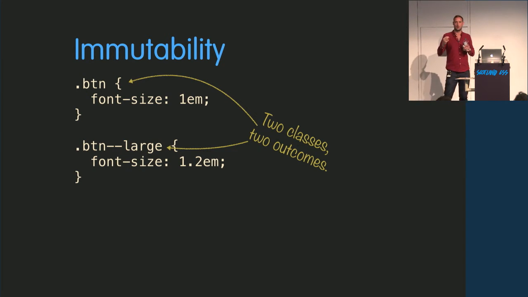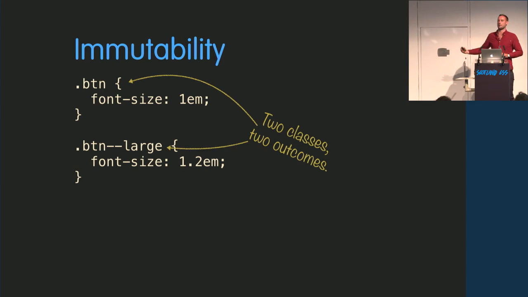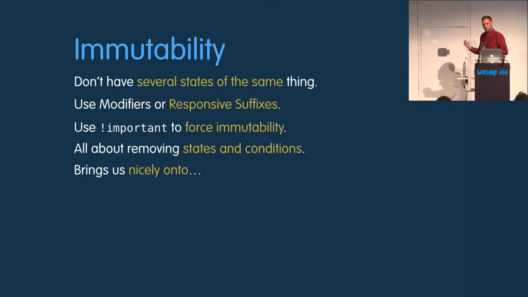BEM is designed around not mutating things, but extending them. So immutability: try and avoid having several states of the same thing. We want to observe something fairly constantly wherever we see it. Use modifiers or responsive suffixes to provide this. Add important to force immutability. Again, only use important on utility classes. Don't use important in legacy or existing CSS, but apply it to any kind of utility class that only does one very specific job. And it's all about removing these states and conditions.